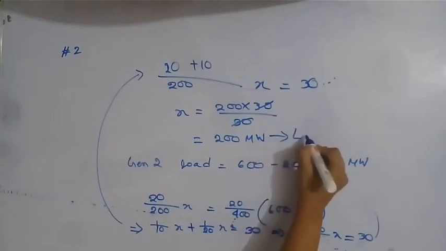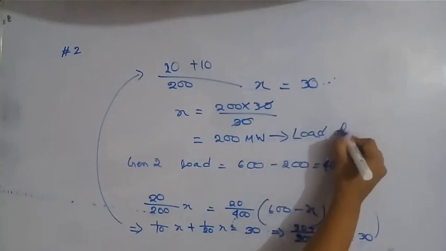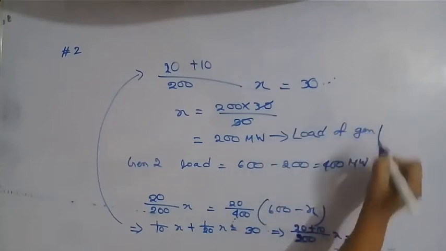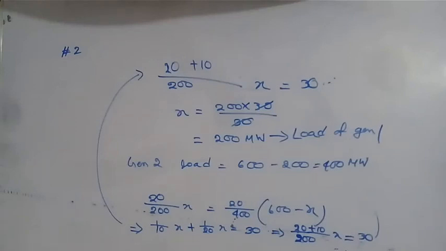This is the load of generator 1. So if the droop characteristics is 4%, then they will share load as 200 megawatt and 400 megawatt, that is, they are loaded corresponding to their ratings. This indeed is desirable from operational consideration.